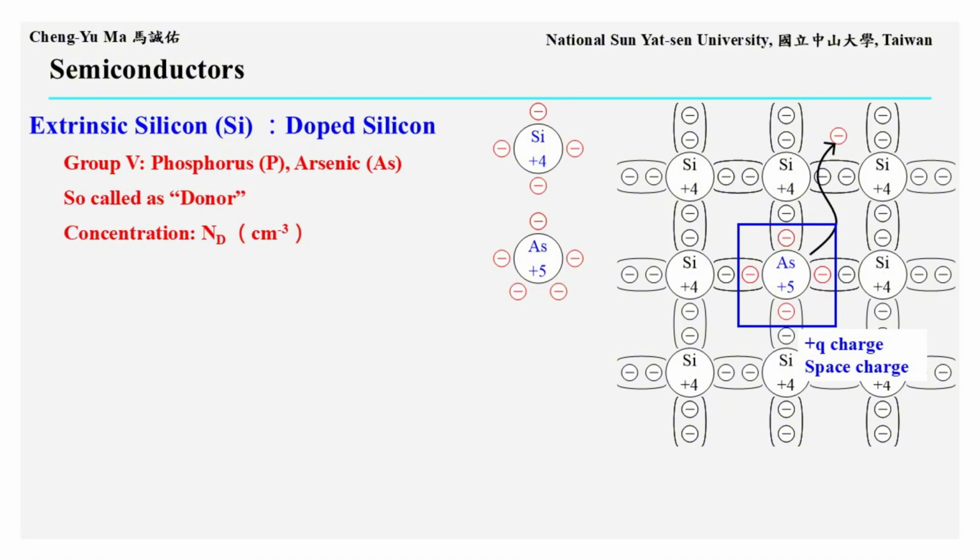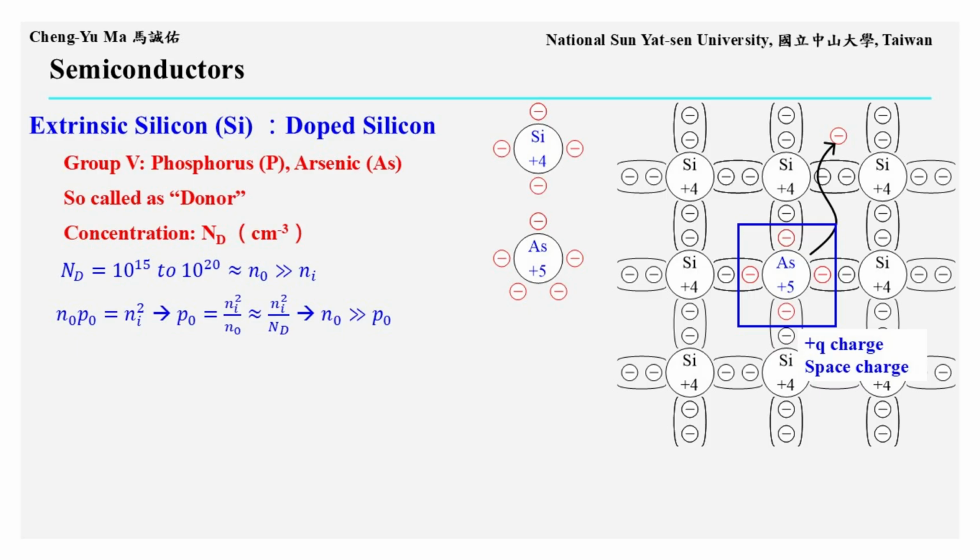The concentration of doped donors is represented by Nd. N represents concentration, and the subscript D means donor. Its unit is the number per cubic centimeter. In general, the Nd concentration is about 10 to the 15th to 10 to the 20th, which is much larger than the intrinsic carrier concentration. Under thermal equilibrium, the doping concentration is approximately equal to the electron concentration in the conduction band. Therefore, Nd is approximately equal to N0.